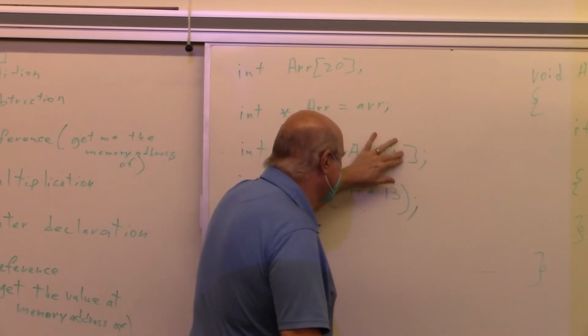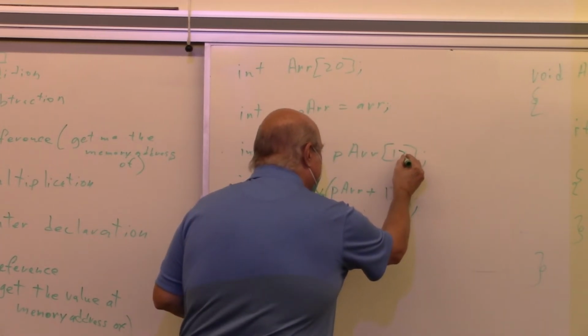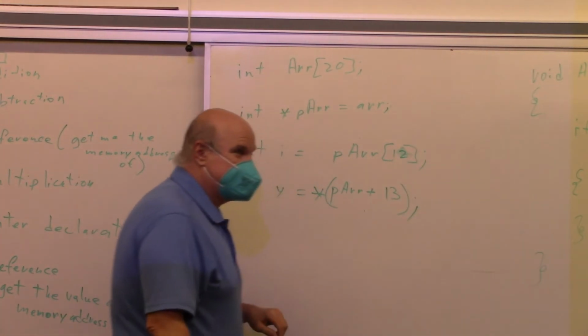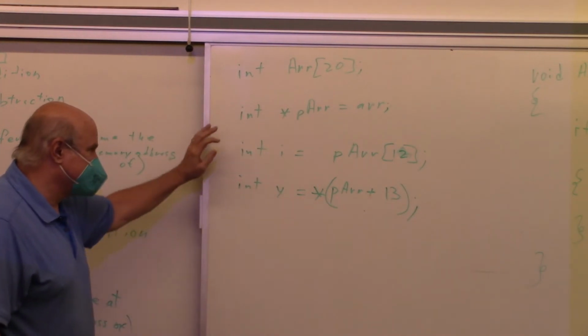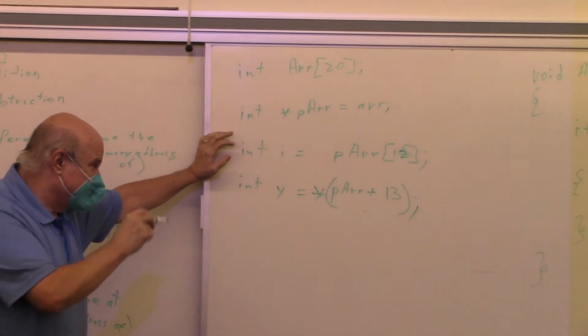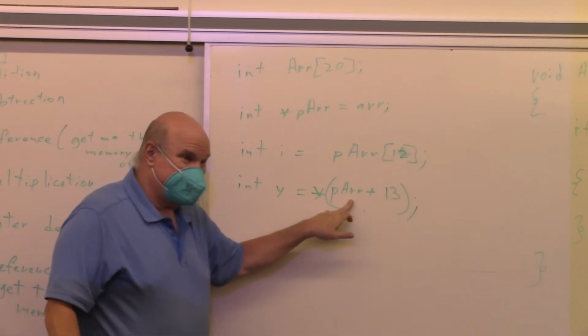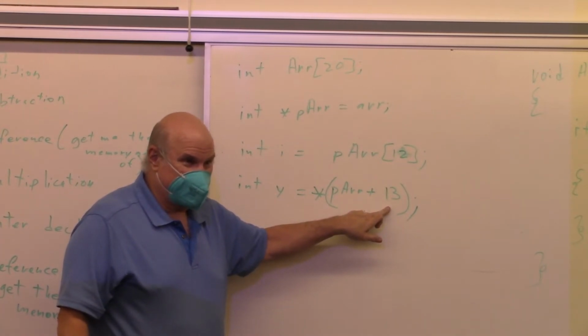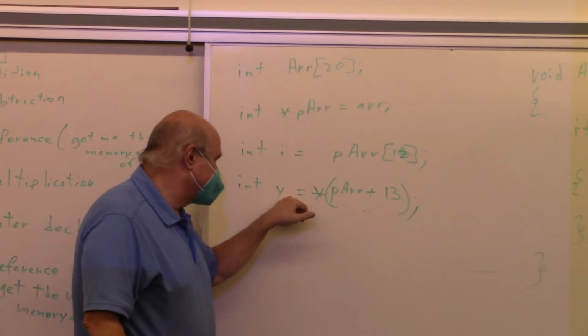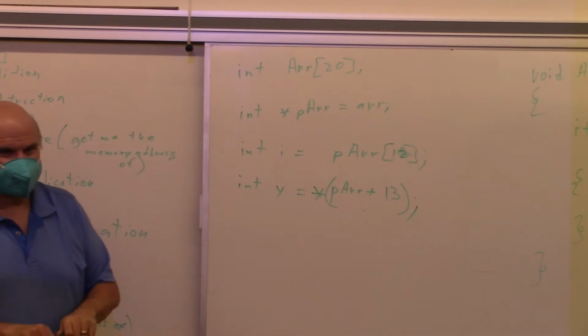did I say 13? Hopefully I said 13. Oh, I said the 13th. So for this case, the 13th is actually at index 12, because indexing starts at 0. But for the purposes of moving PARR, you have to move it 13. And dereference it to get the value, and then you get the value out.